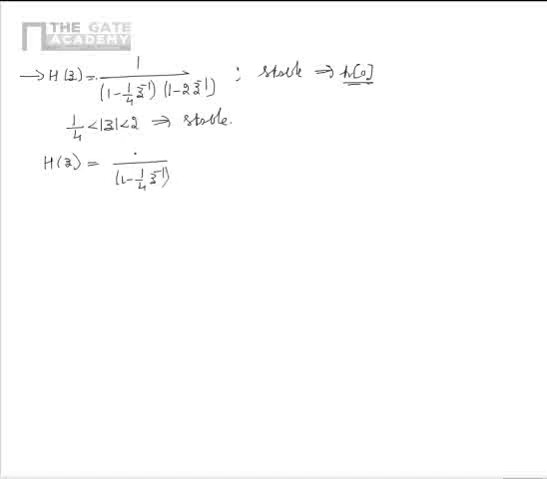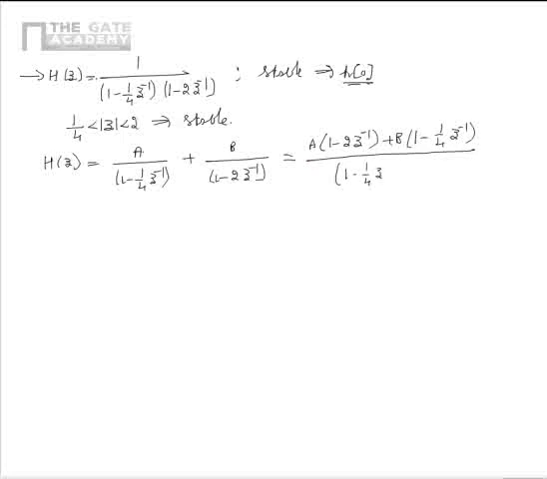that is H(z) = A / (1 - (1/4)z^-1) + B / (1 - 2z^-1). This upon simplification becomes [A(1 - 2z^-1) + B(1 - (1/4)z^-1)] as a whole divided by (1 - (1/4)z^-1)(1 - 2z^-1). So upon equating the numerator terms, we see that the constant term gives A + B = 1 and the coefficient of z^-1 gives -2A - B/4 = 0.